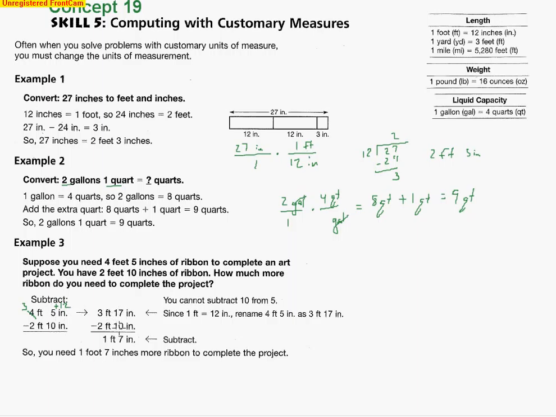17 inches minus 10 inches gives me 7 inches. And then 3 feet minus 2 feet gives me 1 foot. So 1 foot, 7 inches. So let's practice a few more problems like that.